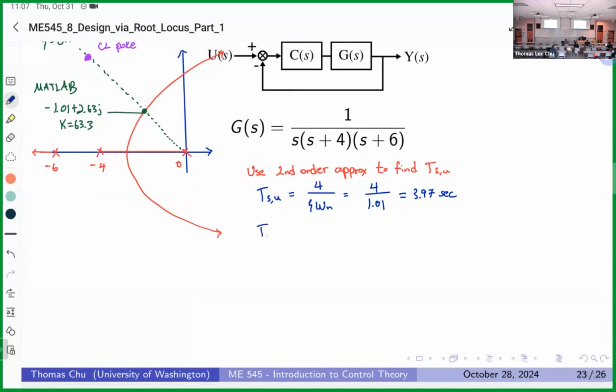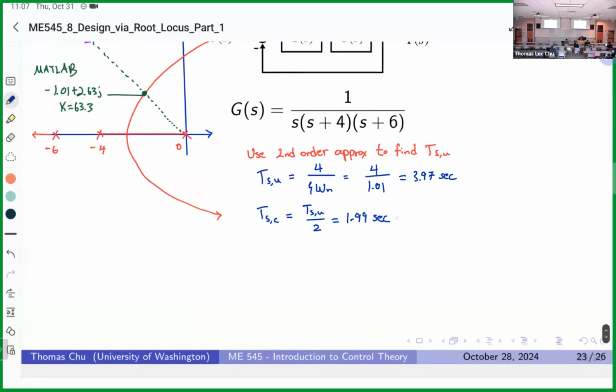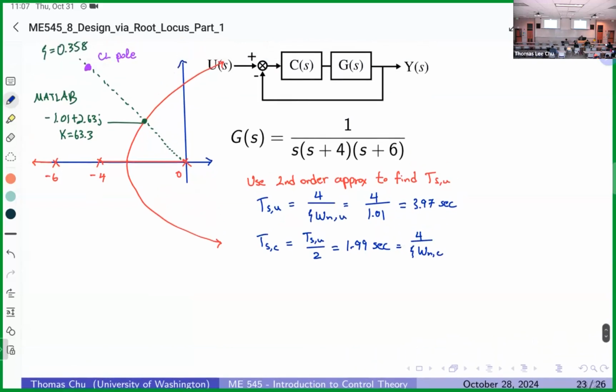So then we want to reduce our settling time of the compensated system by half. So it's going to be T_s,u divided by 2 for a 2 times reduction. Or is that a 1 time reduction? Anyway, you divide it by 2 and you get 1.99 seconds. And this is actually going to be equal to 4 divided by zeta omega n of the compensated system. Maybe to be more thorough, I should put a U here for the uncompensated natural frequency.